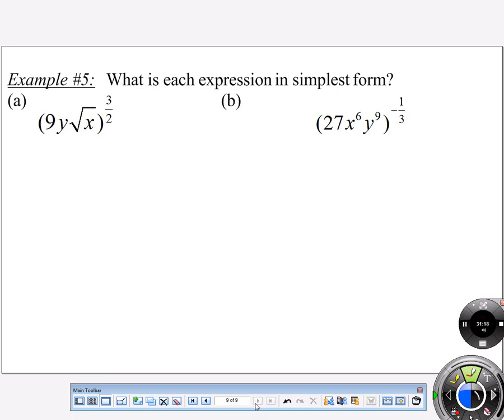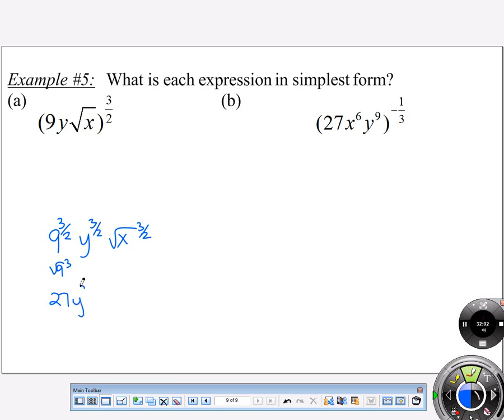All right, so the last question, what is each one up here in its simplest form? Okay. So remember your exponent rules. If you have a bunch of factors in a set of parentheses and you have an exponent outside the parentheses, each of those factors is affected by that exponent. So that 3 over 2 is going to be an exponent on 9, on y, and on x. Okay? So 9 to the 3/2 power means the square root of 9. Do you know the square root of 9? 3, right? And then cubing it, so 3 cubed would be 27.